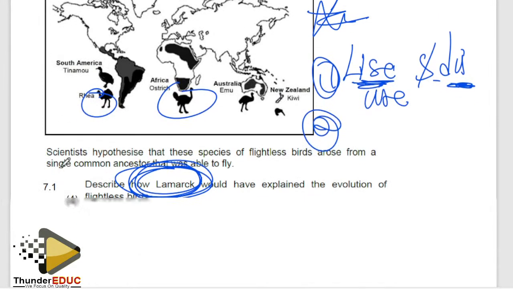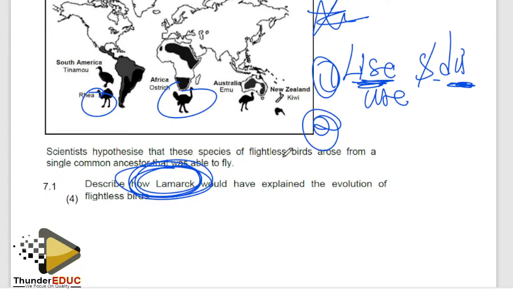So let's look at this. I hypothesize that species of flighted birds arose from a single common ancestor, which was able to fly. It means that he was able to fly, but now they are flightless. It means that they lost that ability of flying. Therefore, was it use or disuse? Definitely it's going to be disuse. Is it clear? So now I'm going to say that maybe at the beginning all birds were able to fly, because remember when you are talking about Lamarck's theory, there is no variation, all of them are the same. You understand? All the birds were able to fly.